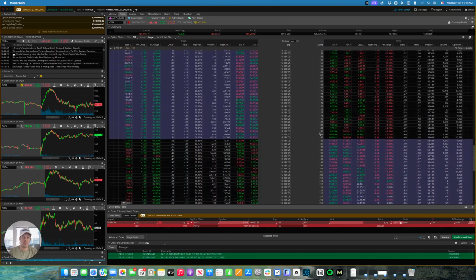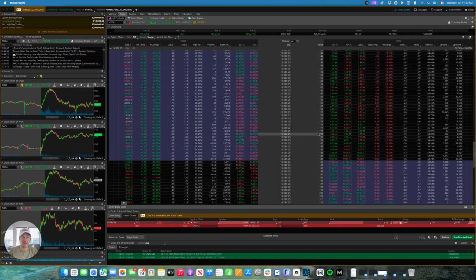And so typically I like to sell a leg at around the 20 delta. So right now that's showing at 164. So right now NVIDIA is at 185, and so potentially we'd be selling it at 164.